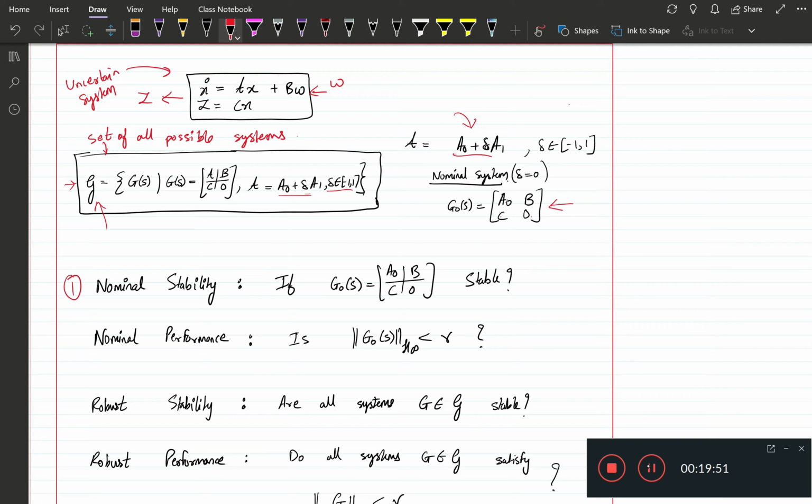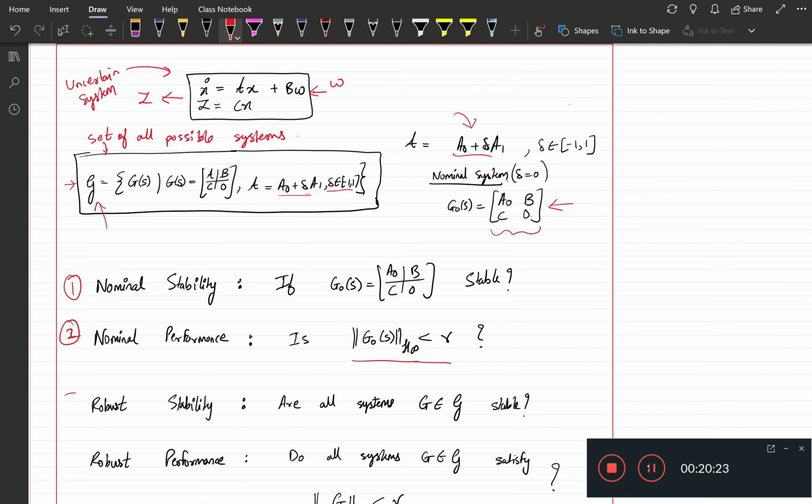Now the next question is nominal performance. This question again only looks at the nominal system without any uncertainty and checks whether some performance is met, such as for example the H infinity norm less than gamma. Again, this is straightforward, and we can just take this system and plug in the matrices into our LMIs and check whether we can verify this condition.